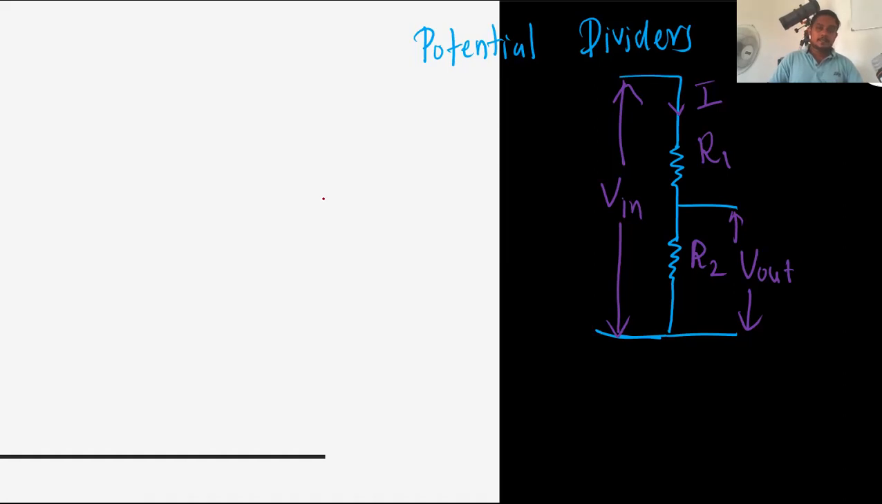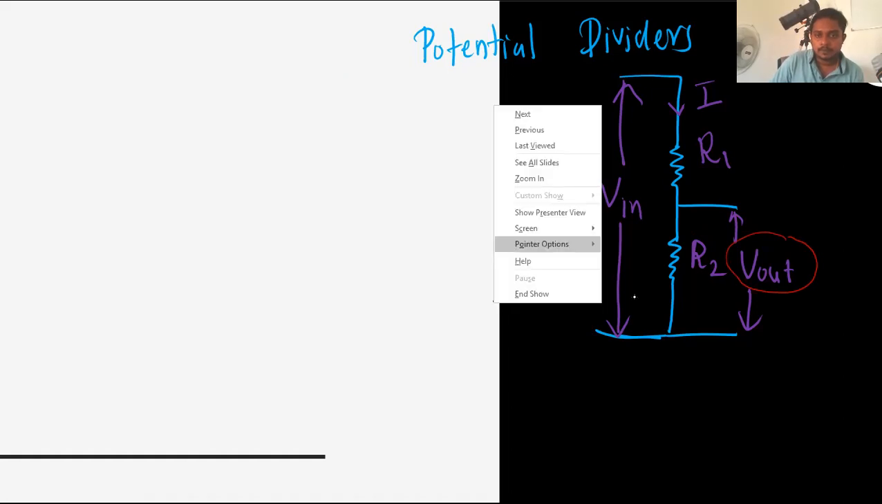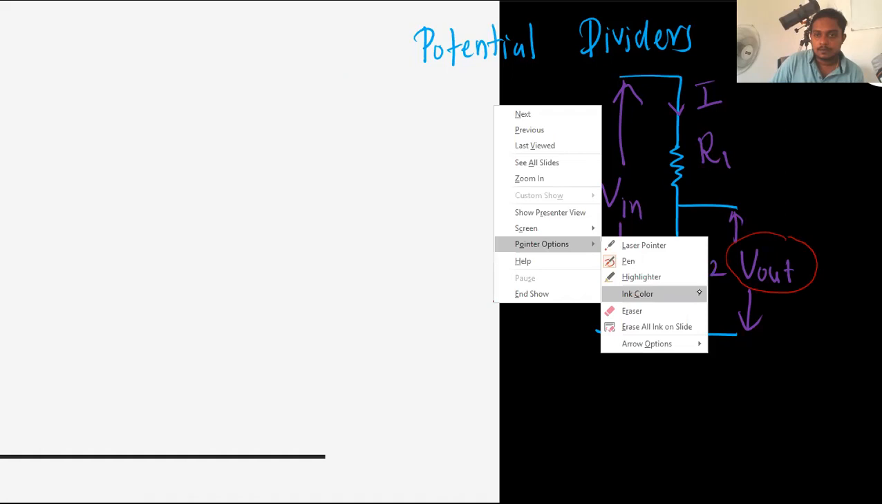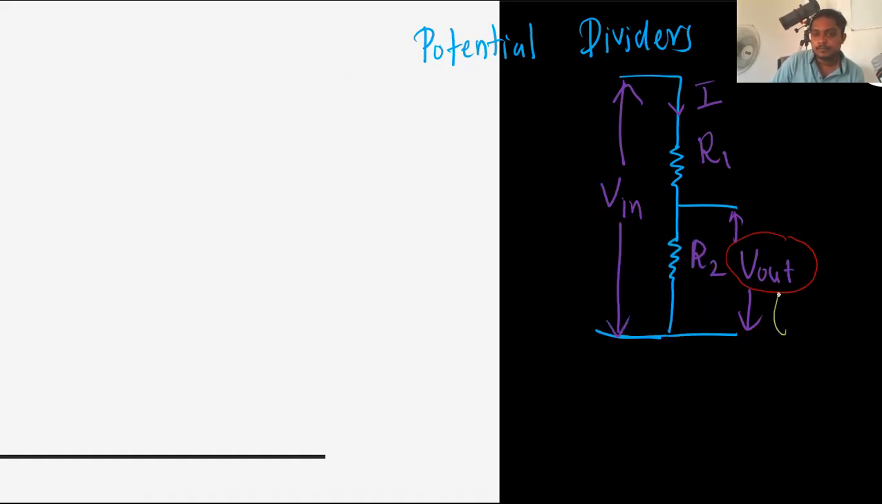A potential divider is a circuit that we can use to get a particular potential value. So you can see the circuit here. In this circuit, the output is this part. This is the output.